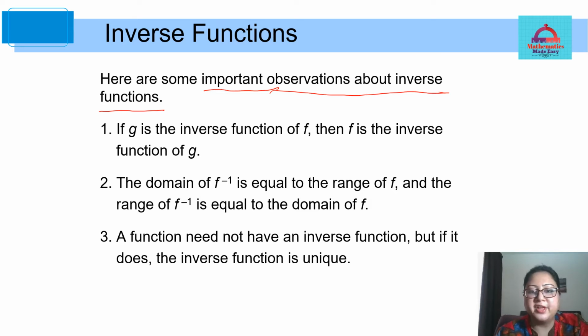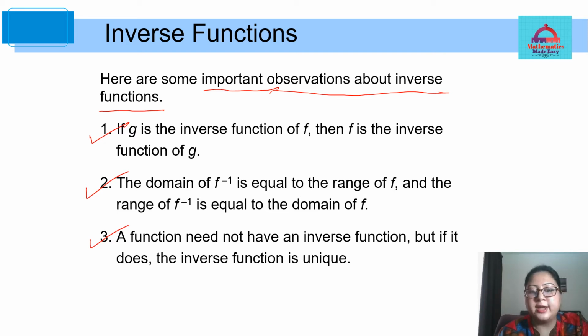Second, the domain of f inverse is equal to the range of f, and the range of f inverse is equal to the domain of f. This is quite an easy observation to make from the last slide, where we had taken the example of the 2 sets and seen how we are actually defining f inverse. Basically we were interchanging the domain and range, and from there we have our second observation. Let's come to the last observation. A function need not have an inverse function, but if it does, the inverse function is unique. This is also a very important observation.